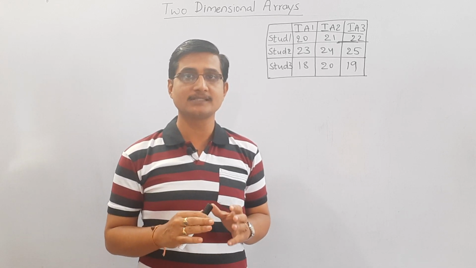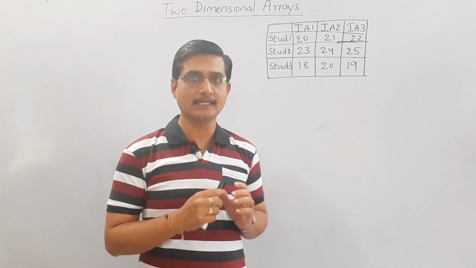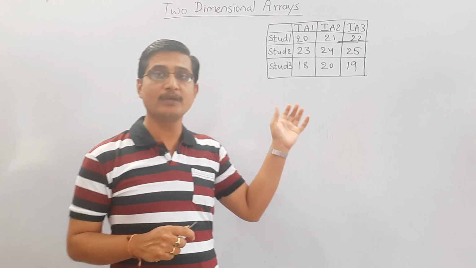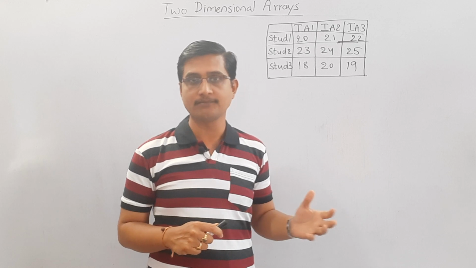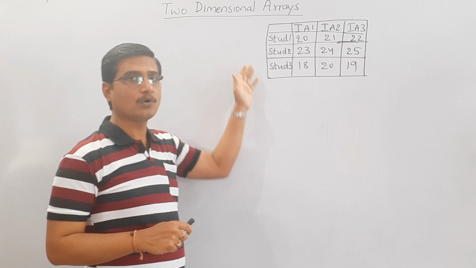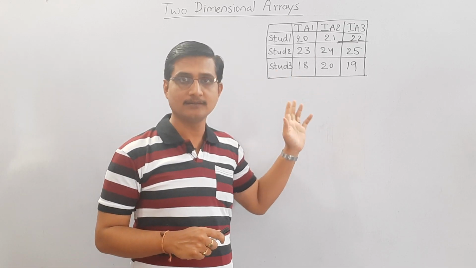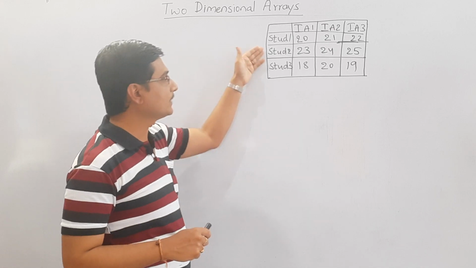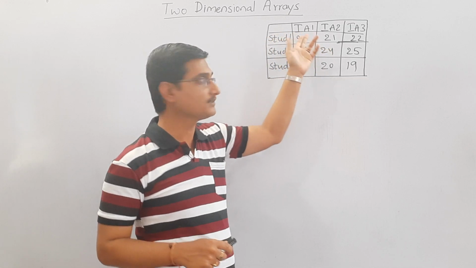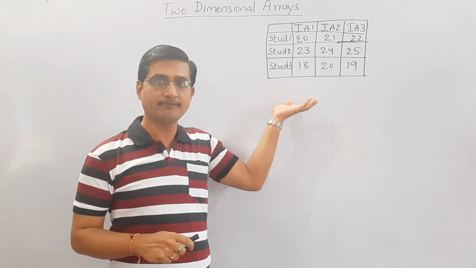I am discussing this multi-dimensional array particularly from the perspective of data structures. There will be some situations where we want to have multiple dimensions of data. For example, if I want to store the internal marks of 3 students, student 1, student 2, student 3, and I want to have the marks in columns IA1, IA2 and IA3, then I need to have a table of data.